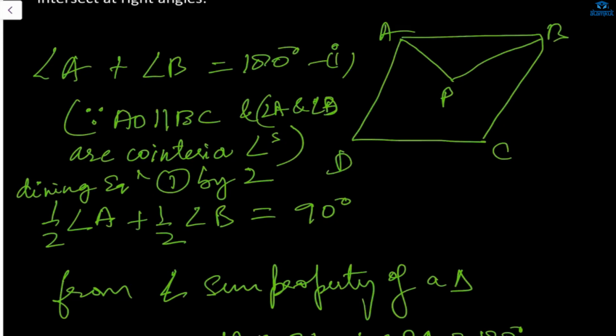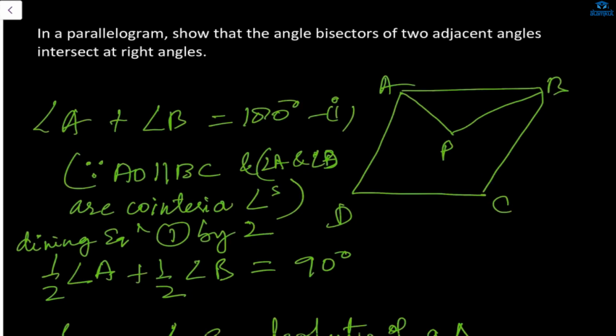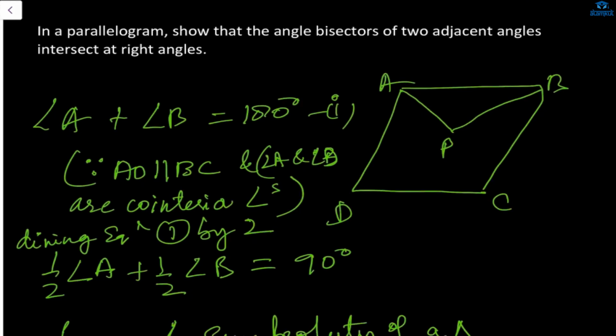So, yes ma'am, we have done a question on a parallelogram. This is a given parallelogram. You have to draw a parallelogram and show that the angle bisector of any two adjacent angles... You have four angles in a parallelogram: A, B, C, D. You can take any two, AB, BC, CD, or DA, but the condition is that they should be consecutive. Sorry, adjacent angles.